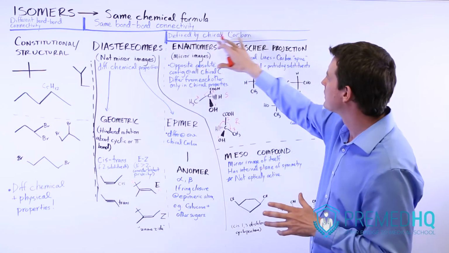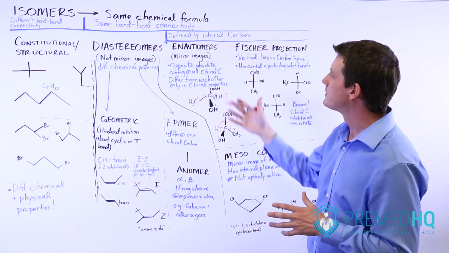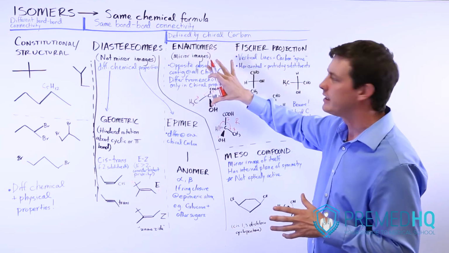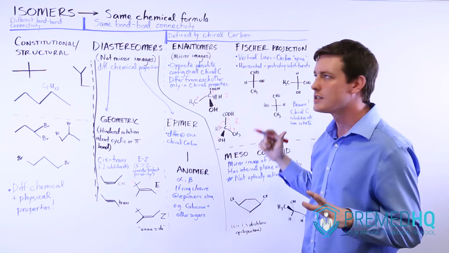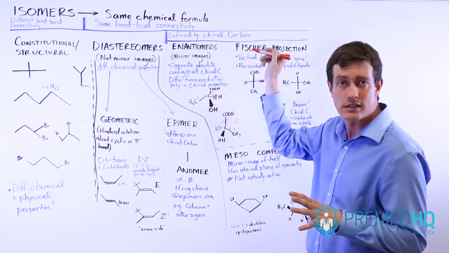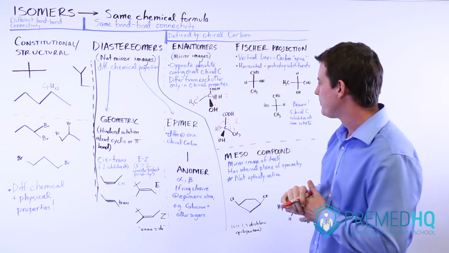So these are definitely things that are defined by the chirality of their carbons. And so that's when you're looking at enantiomers there. You're looking at something where chiral carbons are the only differences, but the bond-to-bond connectivity is the same, and they can be mirror images of their counterparts.